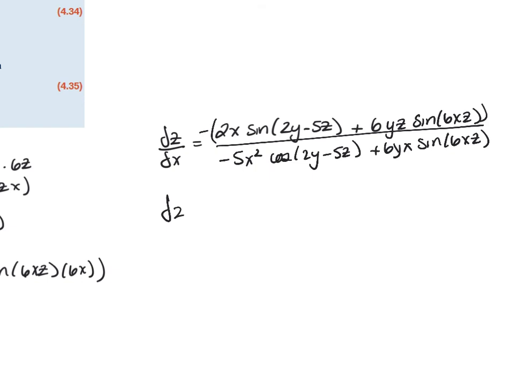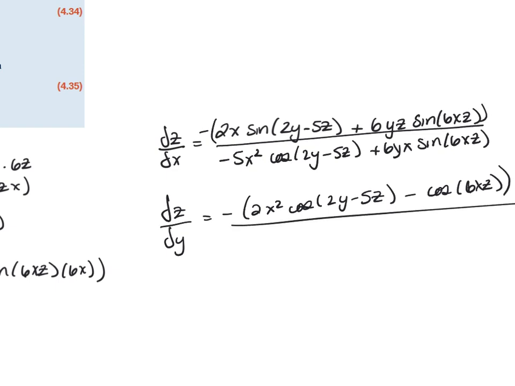And then my partial derivative of z with respect to y is a partial derivative of the function with respect to y, which was, and I'll pull the negative out front again, so minus, because it has to be a negative, 2x squared cosine of 2y minus 5z minus the cosine of 6xz in that parenthesis all over the same thing as I had before, so minus 5x squared, the cosine of 2y minus 5z plus 6xy, the sine of 6xz. So those are my two answers.